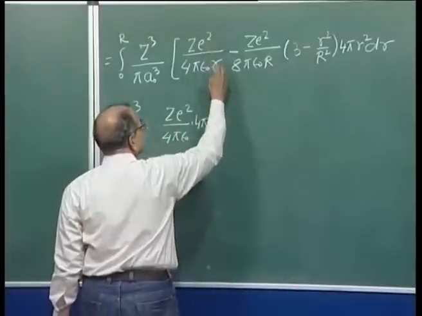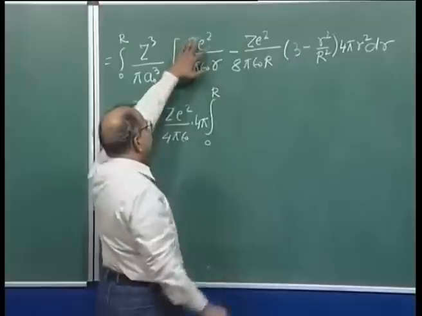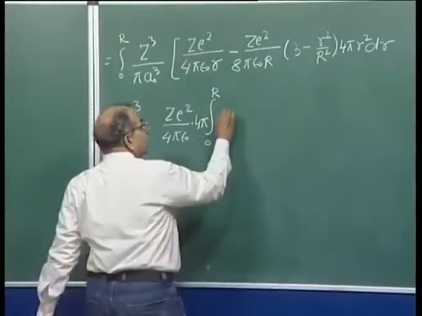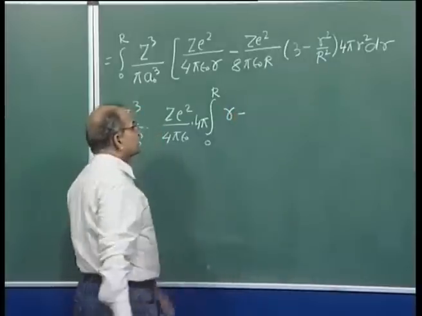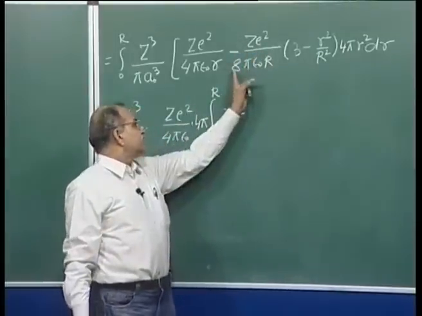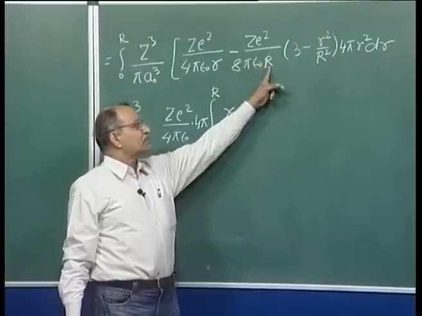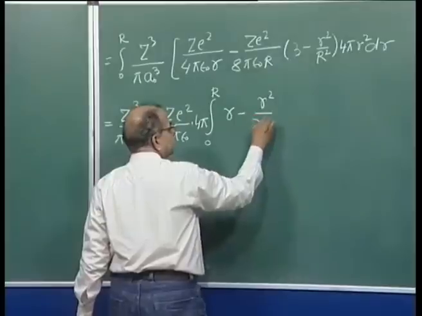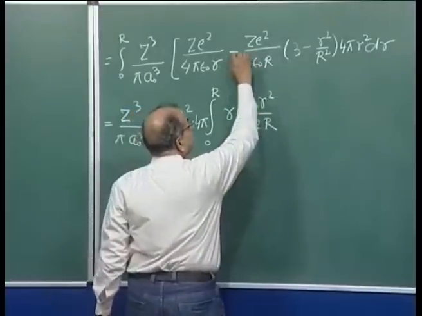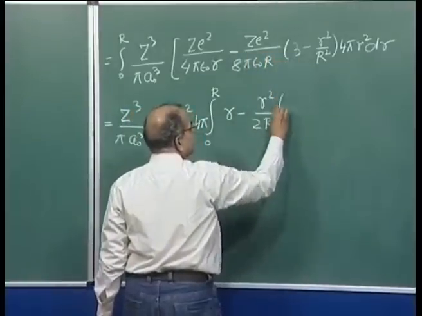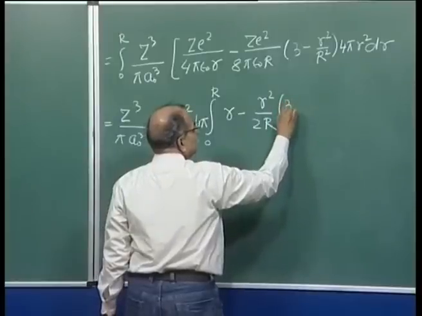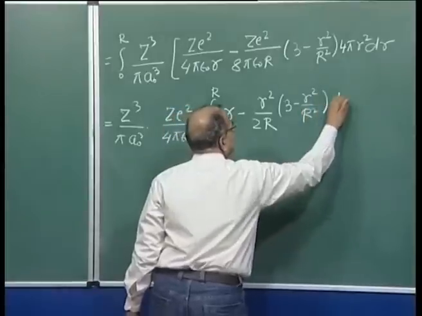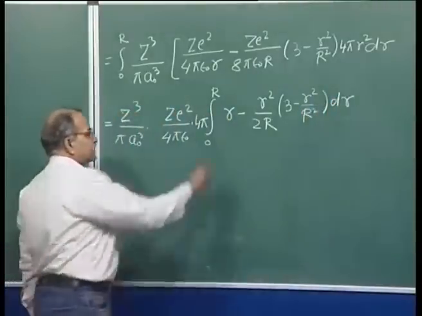So, how much is this? This I have taken, r square is coming from there. So, this will be r minus, this I have taken, this 2 capital R will come from here. So, it will be r square by 2 capital R, and then this multiplied by, check if this is okay.